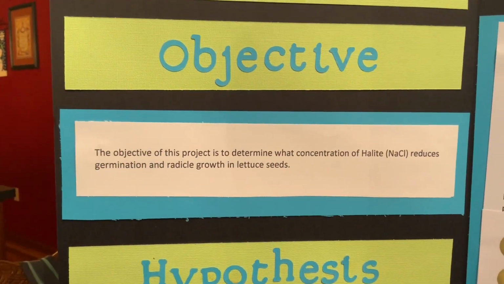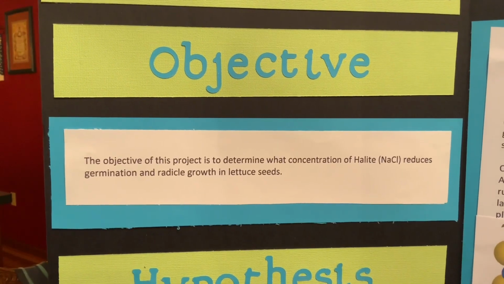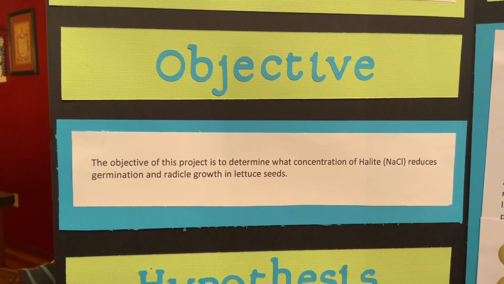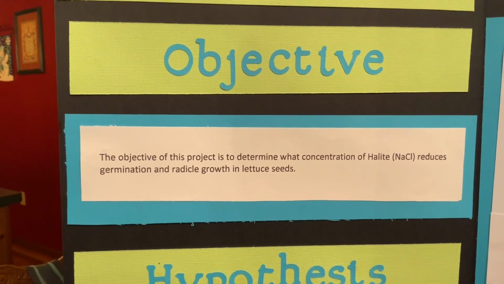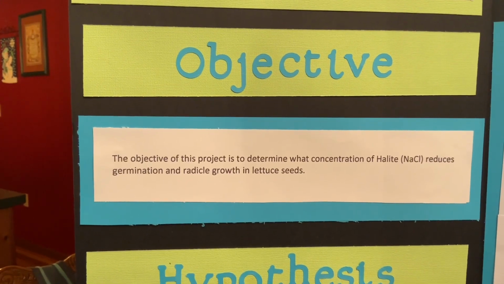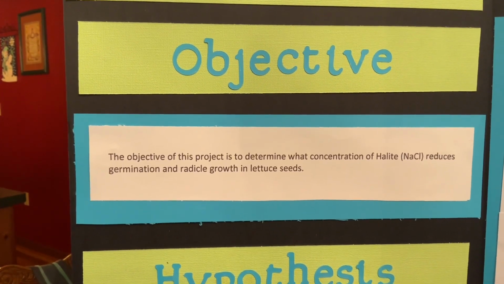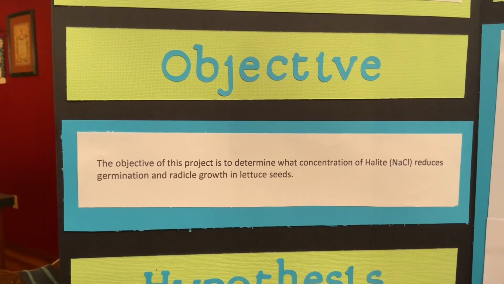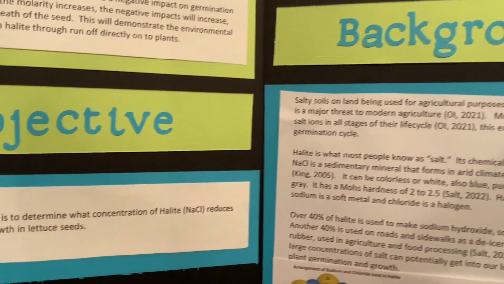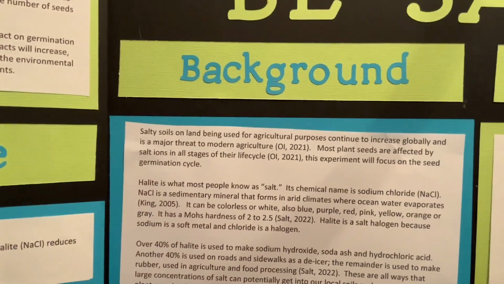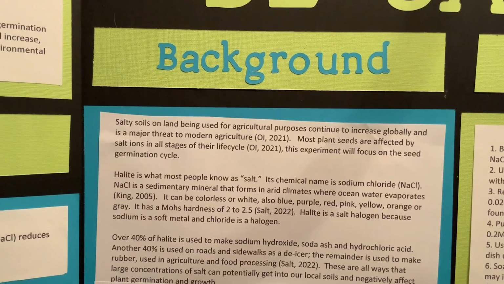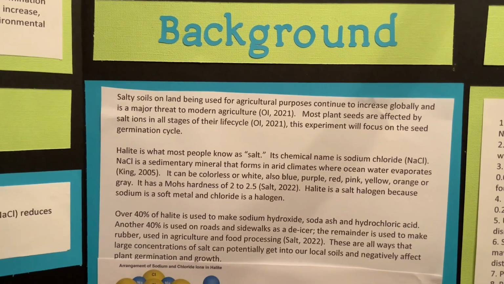The objective of my project was to determine what concentration of halite, whose chemical formula is sodium chloride, reduces germination and radical growth in lettuce seeds. This experiment could be beneficial to the world around us because we use salt in our everyday lives, and there are a lot of ways for salt to get into our agriculture.